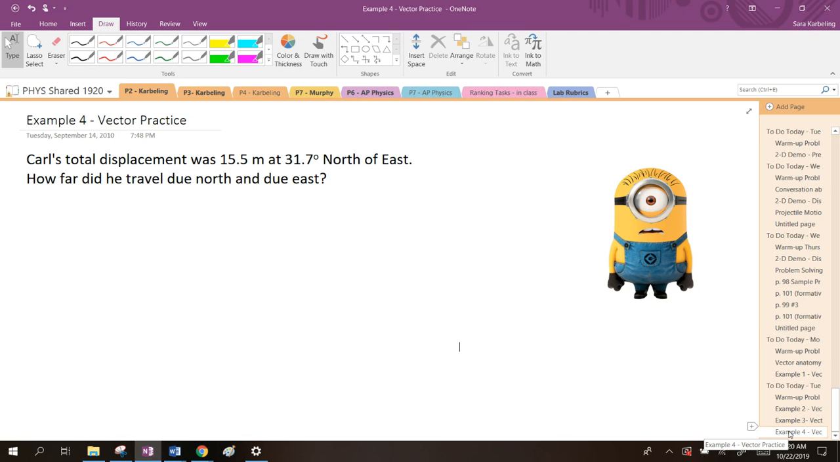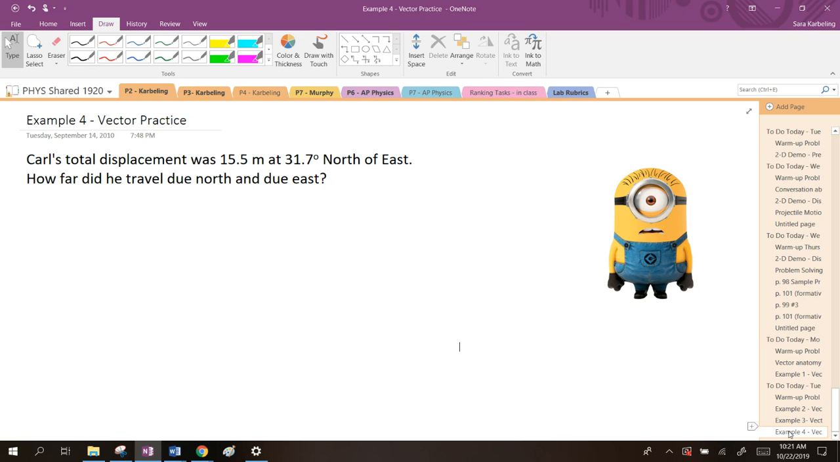Carl has a total displacement of 15.5 meters at 31.7 degrees north of east. It's a little bit of a different question, right? My question is, how far does he travel north and how far does he travel east? We're doing exactly the opposite thing that we did on the other problem. So you with me there?